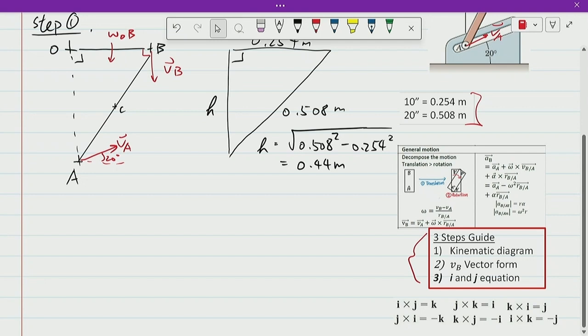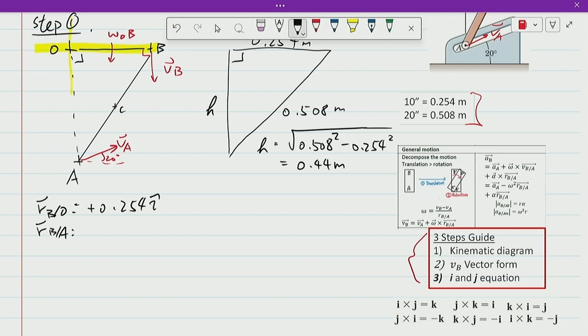Okay, so some of the other things we want is RB relative to O. B is on the right, so imagine this is your origin. You're just going to have basically a plus 0.254i and 0j. Now, with RB relative to A, you can imagine we're moving the origin to where A is. B is still positive in terms of both x and y relative coordinates, so it's still going to be plus 0.254i plus 0.44j, which is basically just the h we've calculated just now.